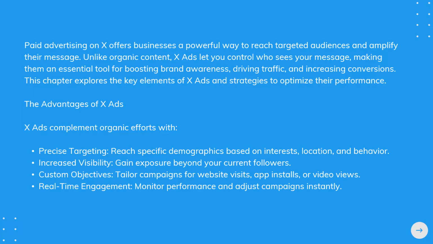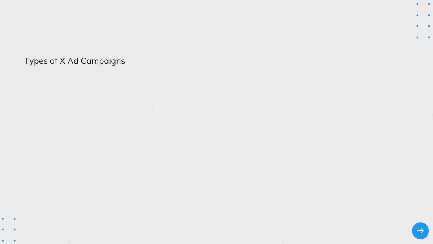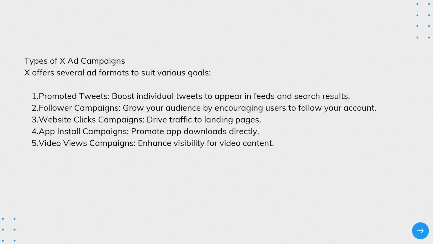Types of X ad campaigns. X offers several ad formats to suit various goals. Promoted tweets, boost individual tweets to appear in feeds and search results. Follower campaigns, grow your audience by encouraging users to follow your account. Website clicks campaigns, drive traffic to landing pages. App install campaigns, promote app downloads directly. Video views campaigns, enhance visibility for video content.